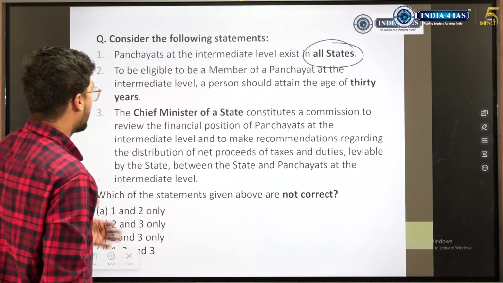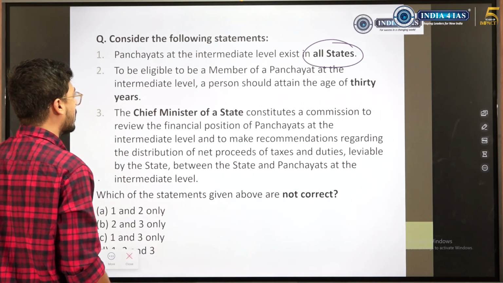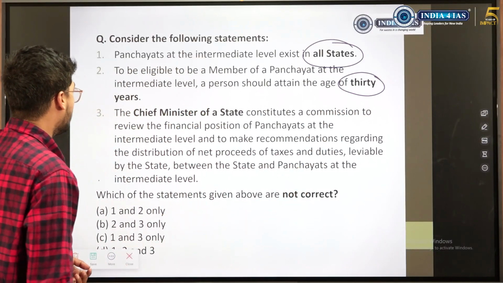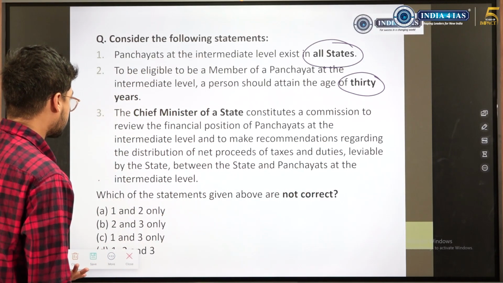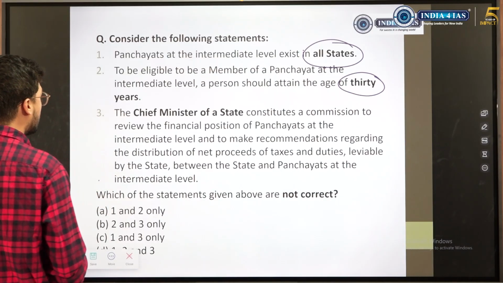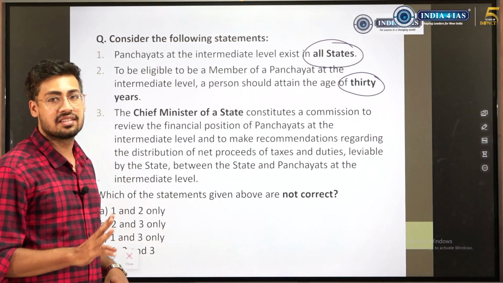To be eligible to be a member of panchayat at the intermediate level, a person should attain the age of 30 years. Numbers kotta, be careful. Chief Minister of a state constitutes a commission to review the financial position of panchayats. Okay, see, we know the panchayat raj system in India is a 3-tier system.